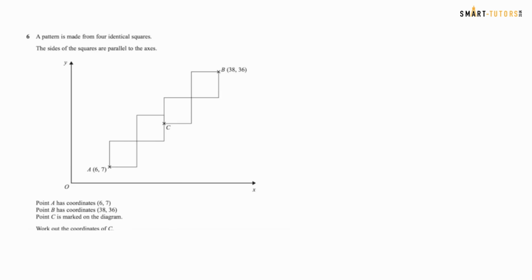Question number 6. A pattern is made from 4 identical squares. The sides of the squares are parallel to the axis. Point A has a coordinate of 6, 7. Point B has a coordinate 38, 36. Point C is marked on the diagram. Work out the coordinate of C.